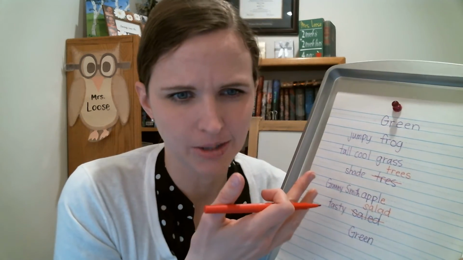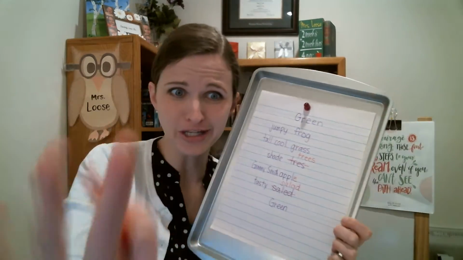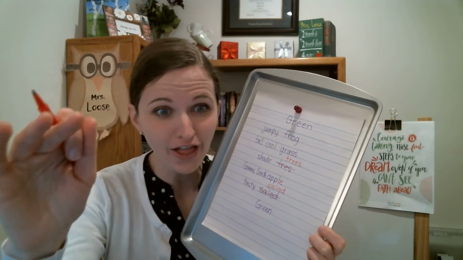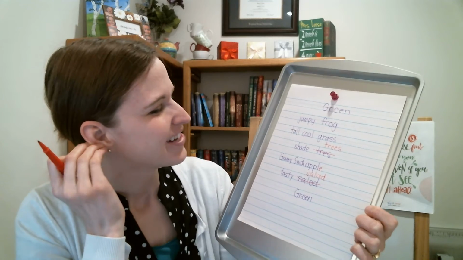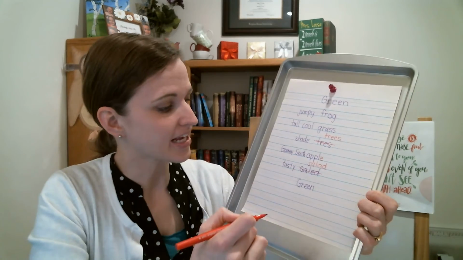Well, you probably won't say jumpy frogs because you're not doing my poem. You're doing your poem, right? You wrote your own color and your own 5 things that describe it. So fix up any mistakes.